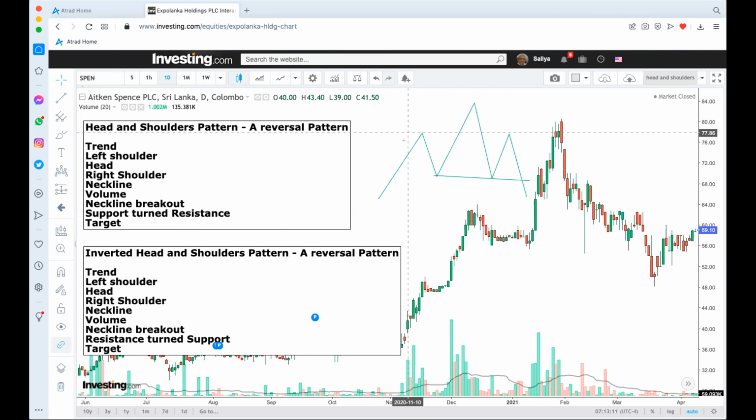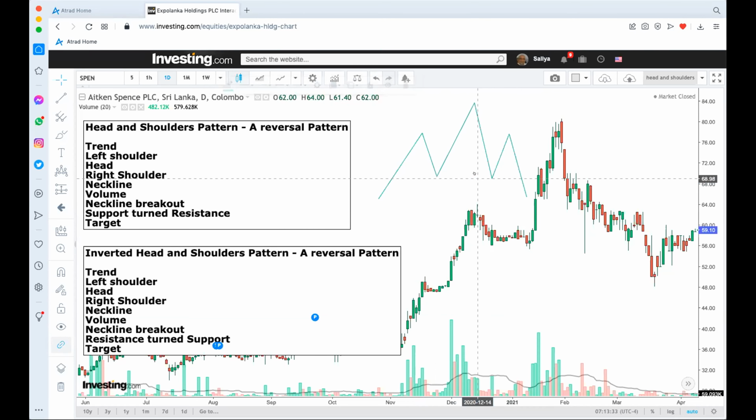So since this is on the left side, this is on the right side, the top of the left reversal resistance is called the left shoulder. The right side is the right shoulder. So you have the two necks here. So you have the neckline.